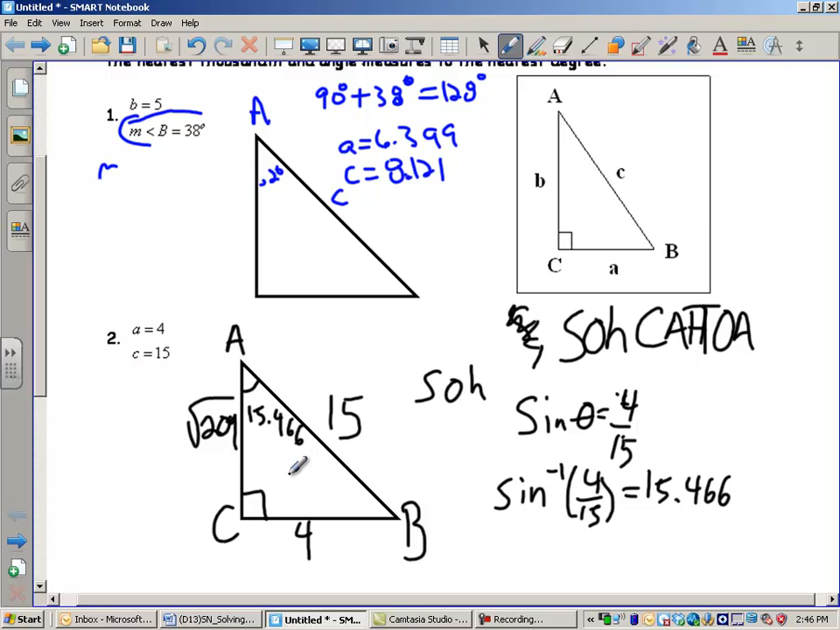Now, I could use the fact that the addition of the 3 angles inside the triangle adds up to be 180. So I have 90 plus 15.466 plus x is equal to 180. Using some algebra, I can see that x is equal to 74.534. Now I could have used another trig identity to find the measure of angle B, but once again, it's often easier just to do some addition rather than typing an arc sine or an arc cosine into the problem.